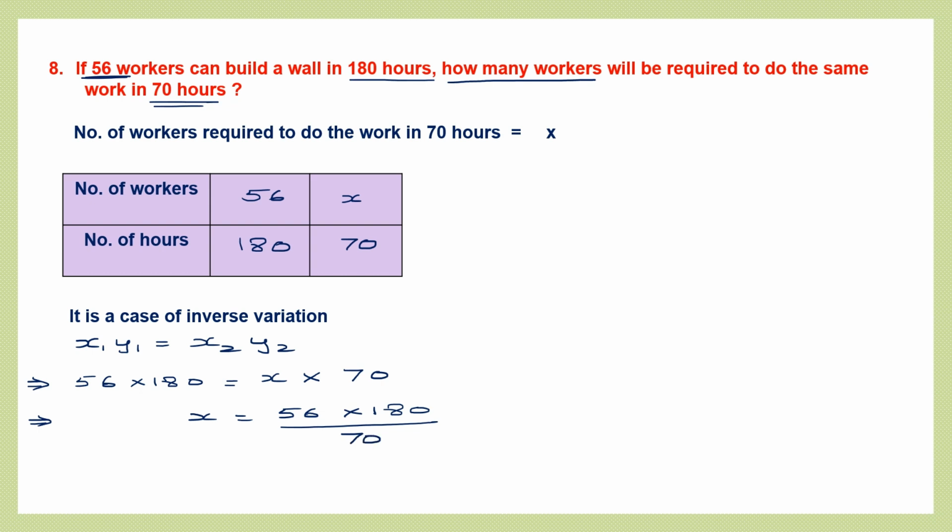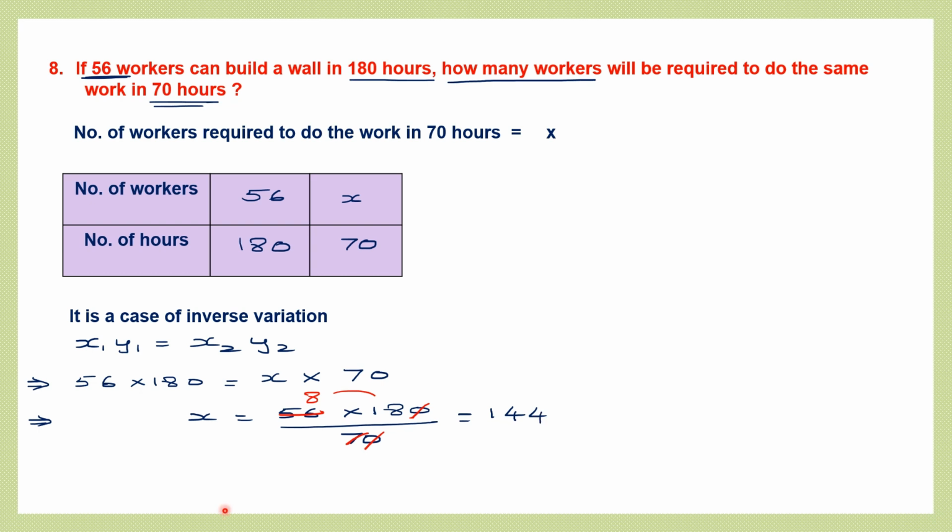Let's cancel. I can cancel 1 zero here. I can also cancel 7 and 56. So let's do that. 7 ones are 7, 7 eights are 56. Now we have to just multiply 18 into 8. And that is equal to 144.